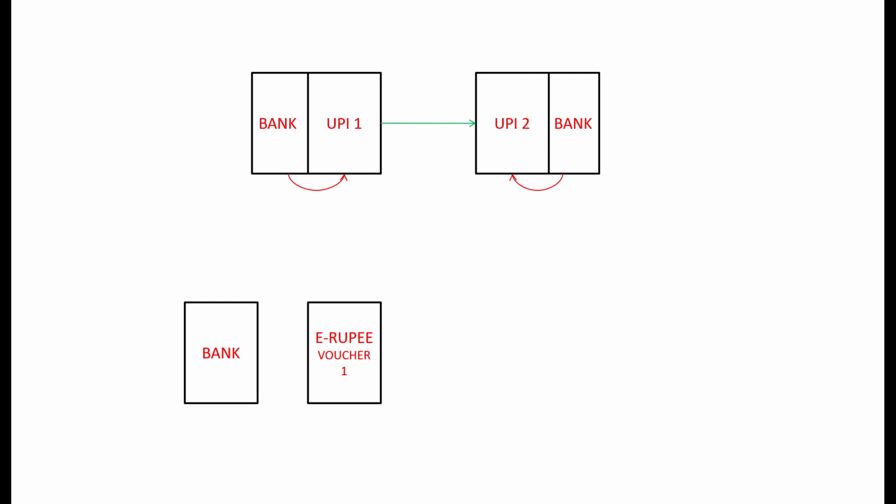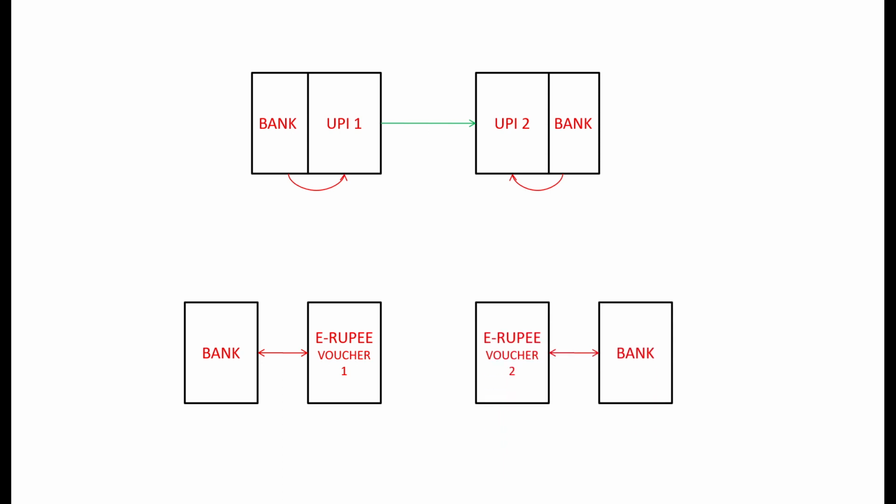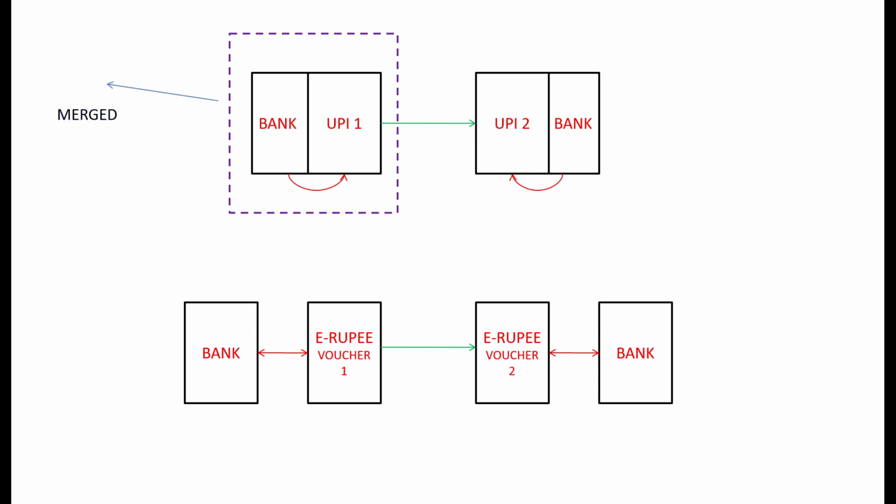Here he can transfer the amount from bank to e-voucher, or he can transfer the money from e-voucher to bank. The other person also has an e-voucher application and he is transferring from e-voucher to e-voucher, that is central bank digital currency. Here the difference is that in UPI, the bank and the UPI are merged, whereas in CBDC the bank and the e-rupee voucher are separate entities.